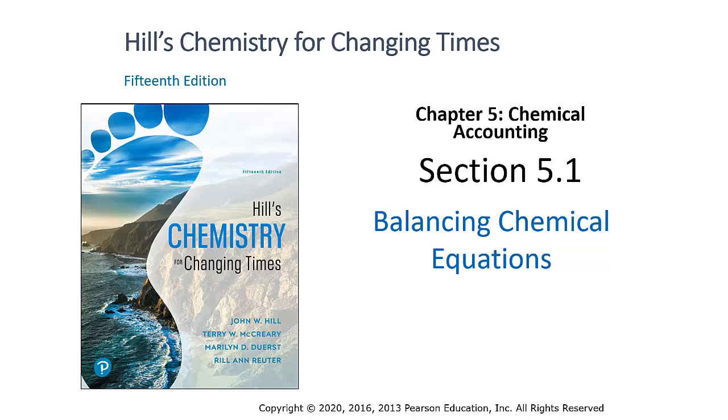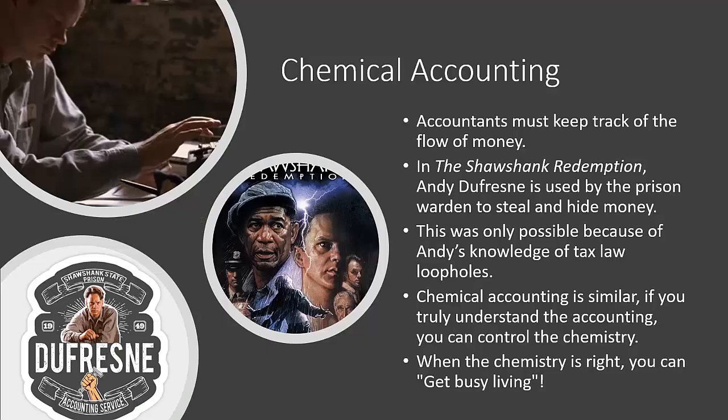Chapter 5 begins with a section on balancing chemical equations. Balancing chemical equations is just a fancy way to talk about chemical accounting. Now, in the movie Shawshank Redemption, there was a lot of accounting going on. In this case, Andy Dufresne, who was the inmate, was used by the prison warden to steal and hide money.